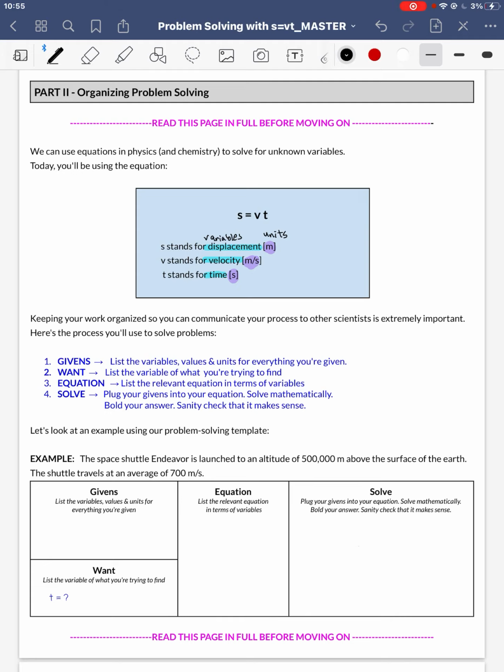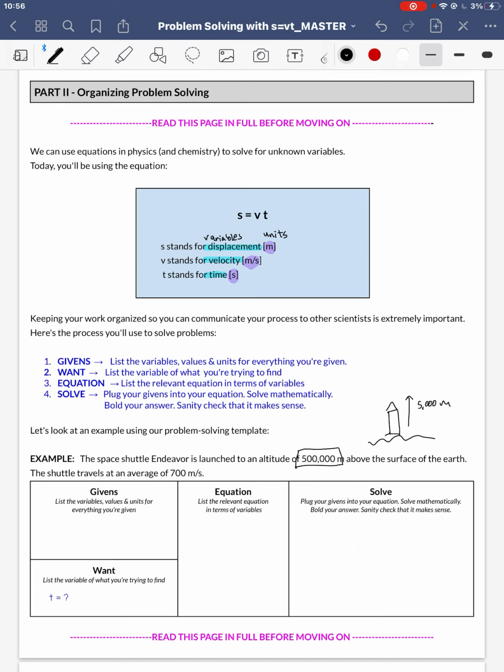All right, so how do we do this? Well, for each problem, we'll have a problem that gives us some information about some of these variables, and we'll need to solve for the variable that's missing. So let's look at an example. The Space Shuttle Endeavour is launched to an altitude of 500,000 meters above the surface of the Earth. I always draw a little picture to help myself. It's a good habit to get into so that you're picturing what's actually happening. This isn't just a math problem. There's some actual science going on.